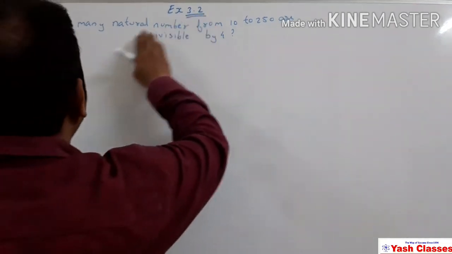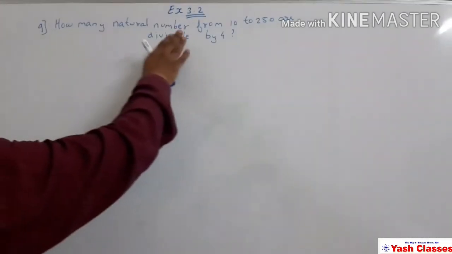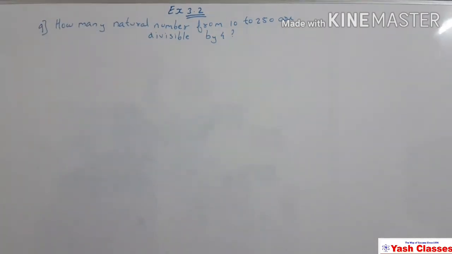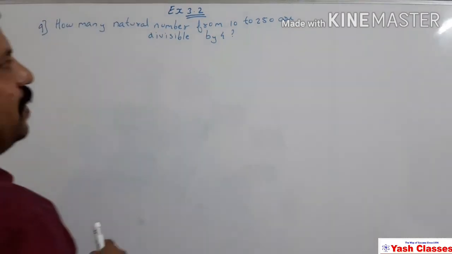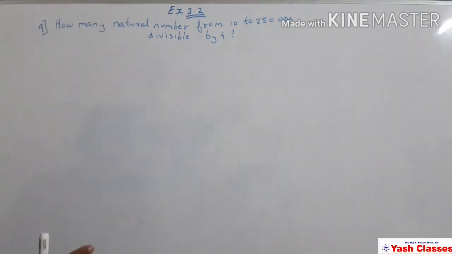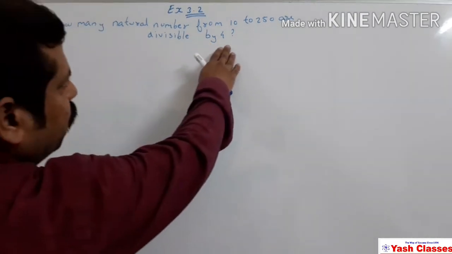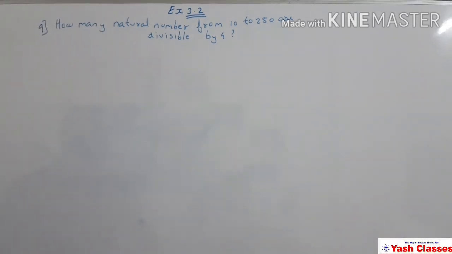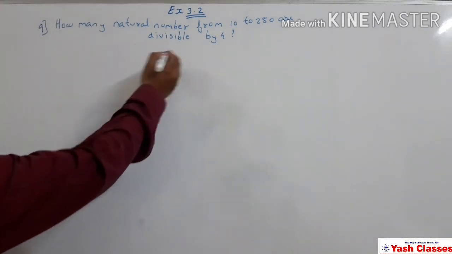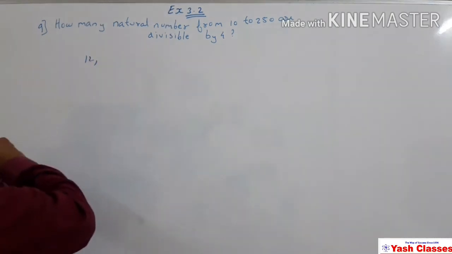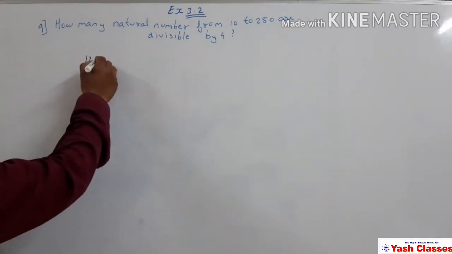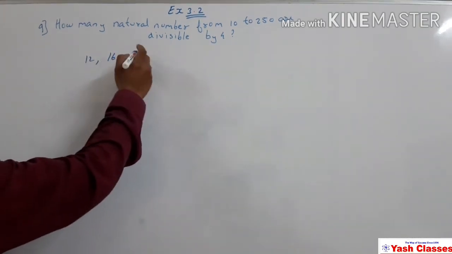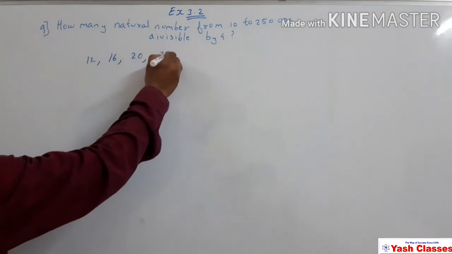Exercise 3.2, sum 9. How many natural numbers from 10 to 250 are divisible by 4? In the first sum we did numbers divisible by 5. Now here it is divisible by 4, after 10. After 10 means 11. 11 is not going, but 12 is going in the 4 table. 4 threes are 12, 4 fours are 16, 4 fives are 20, 4 sixes are 24.